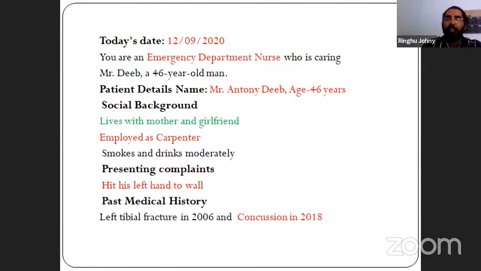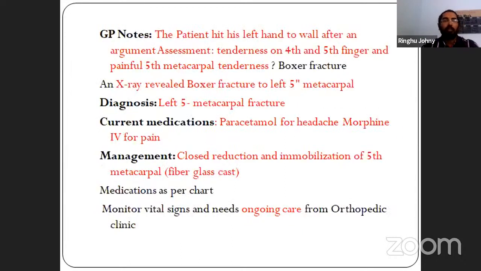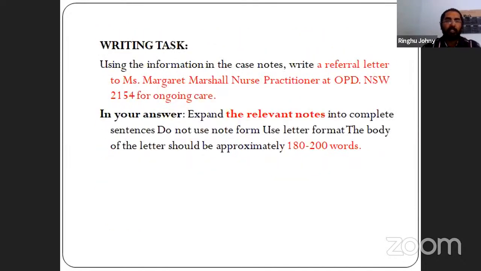Then after that you need to look for some past medical history. So when you see the past medical history, I write there 2 on top there. Let's say like left tibial fracture in 2006 and concussion. So if I'm writing the relevant data, then I will underline that area and I will mark 2 there. So on top of concussion in 2018, I'll write the 2. So in this letter, there is no other past medical history.